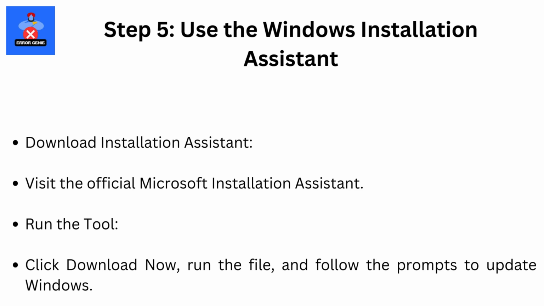Step 5. Use the Windows Installation Assistant download. Visit the official Microsoft Installation Assistant. Run the tool, click Download Now, run the file, and follow the prompts to update Windows.